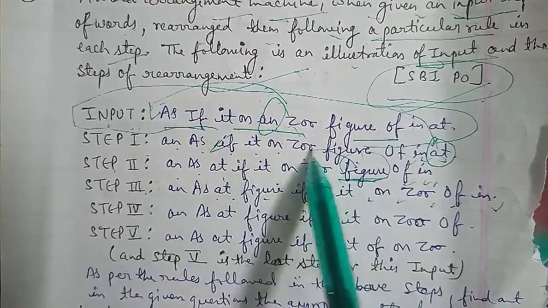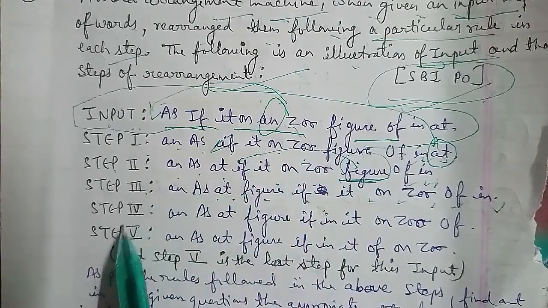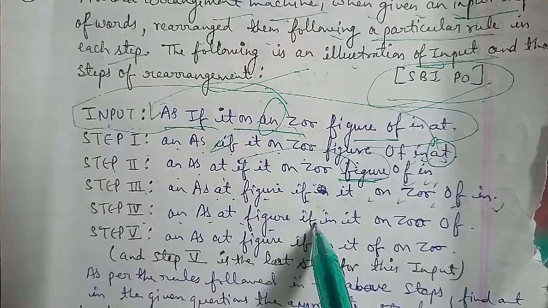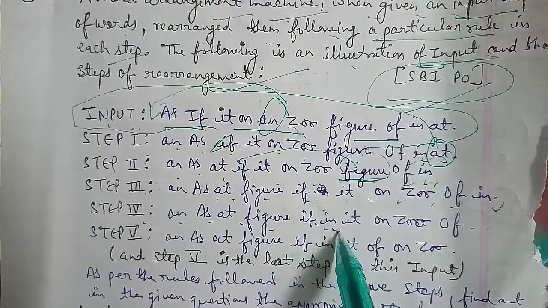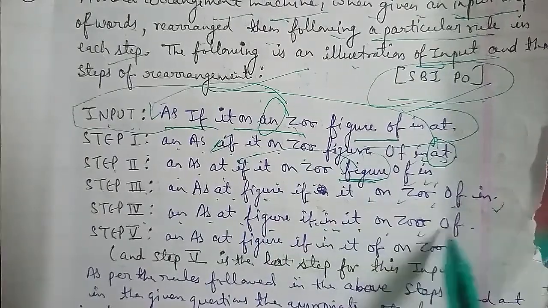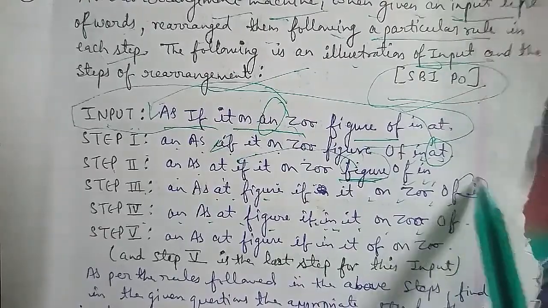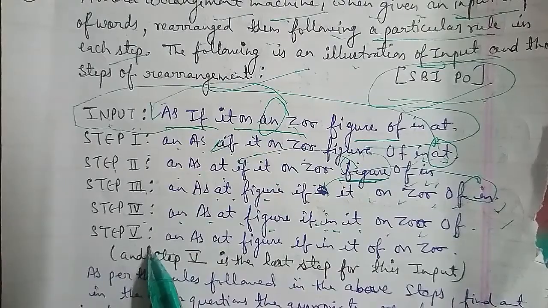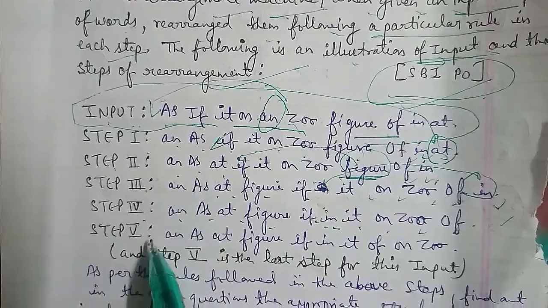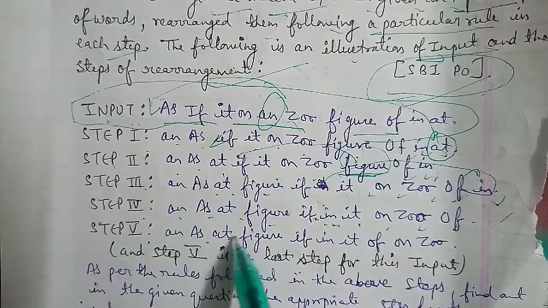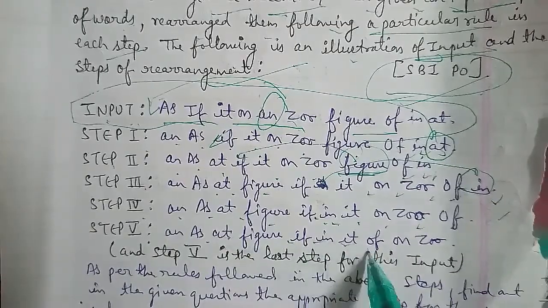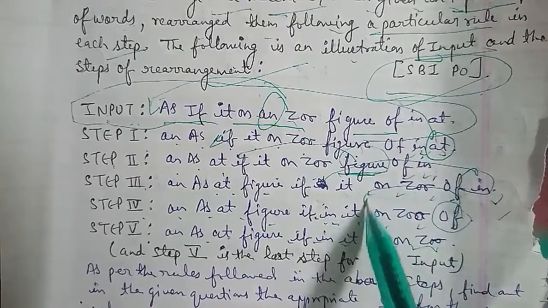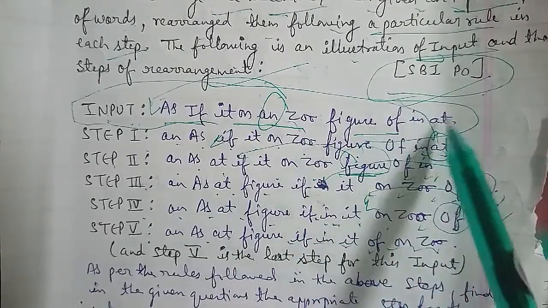In the step 5, and this is the last step here, and as at figure if in it off on zoo. ये off जो है वो आपका on से पहले पहुंच गया. This is the pattern that they are following in the various steps where it is given as input: step 1, step 2 the variation, step 3 variation, step 4 and step 5, they had a variation, rearrangements of the statement by following words.